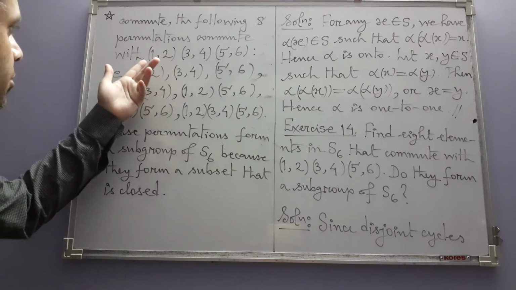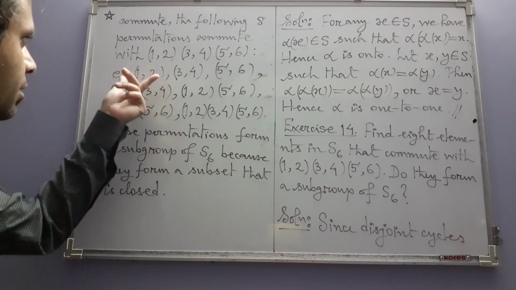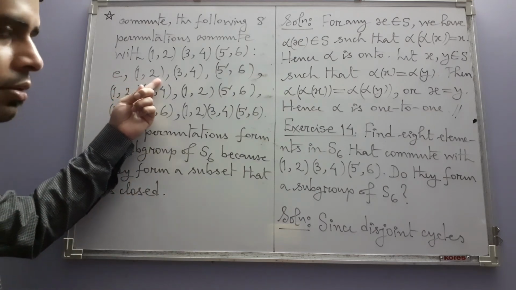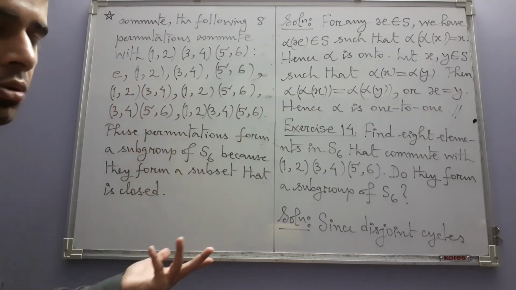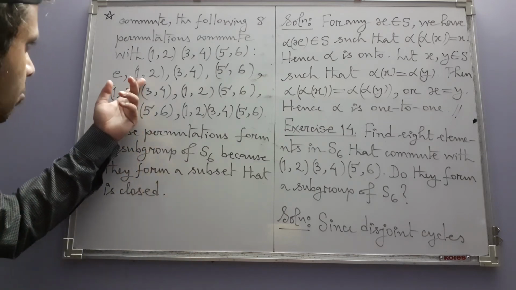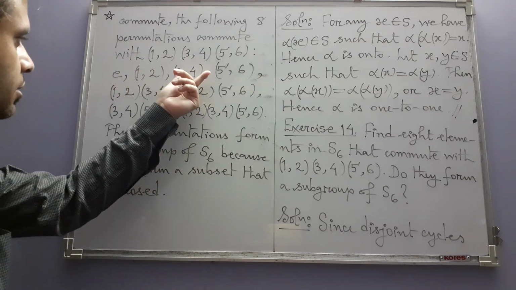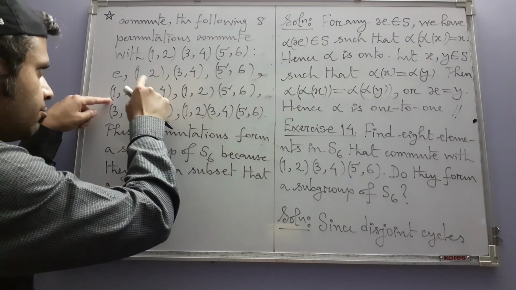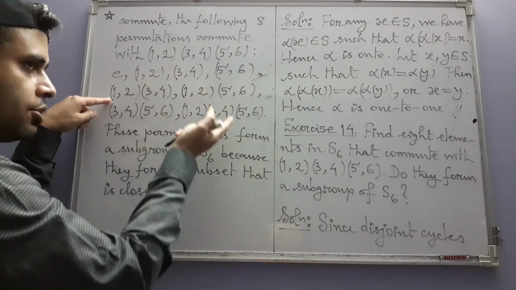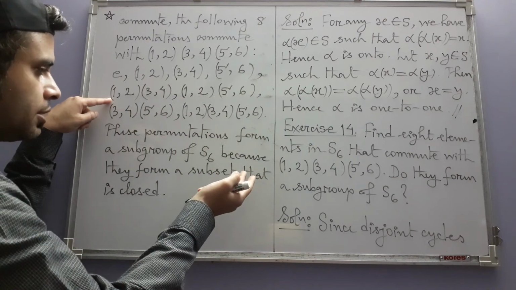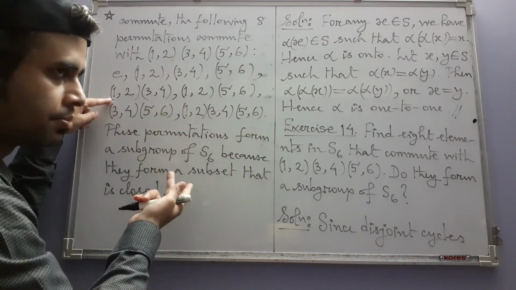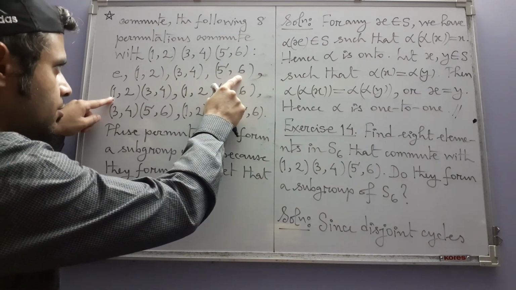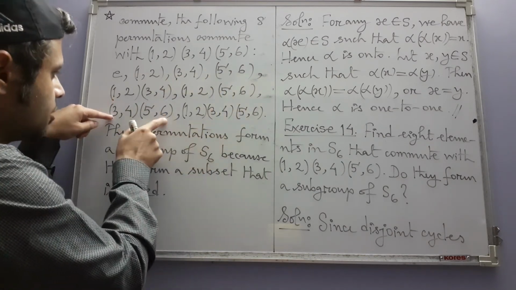For example, if you take the product of (1 2) with (1 2), you get the identity because any 2 cycle is its own inverse. If you take the product of (1 2) and (3 4), you get this element. If you change the order, (3 4) and (1 2), they are disjoint cycles, so it is the same thing as (1 2)(3 4). So you take the product of these two, you get this one.